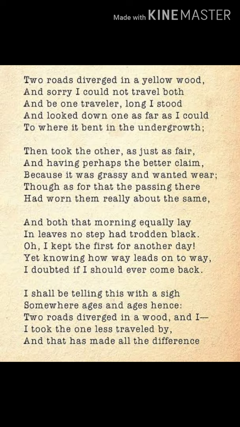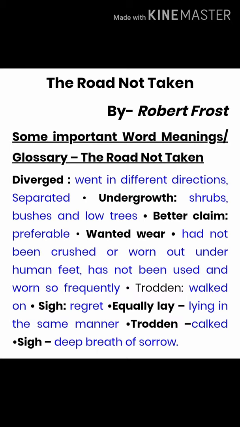Now let's understand, what does the poet Robert Frost mean when he has written this poem? Let's understand the meaning, the vocabulary we have learnt, a little bit of the insight in the poetic devices. So the vocabulary we have learned from the poem is diverged, that means went in different directions, or separated; undergrowth, that means shrubs, bushes and low trees; better claim, that means preferable; wanted wear, that means had not been crushed or worn out under human feet, has not been used and worn so frequently.